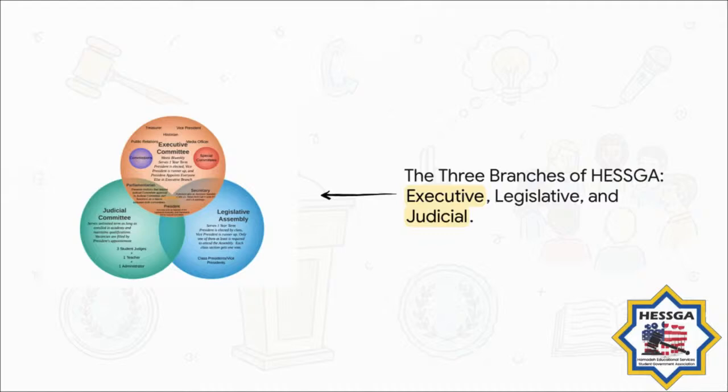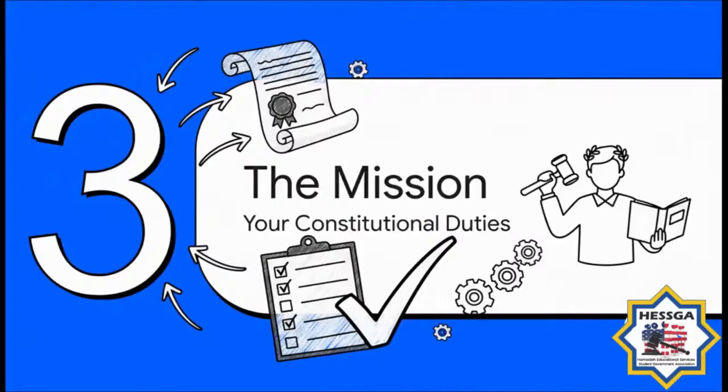Now look closely. Where are you? Right in the middle. As part of the executive committee, you're also the key link to the judicial committee. You're basically the bridge connecting 2 of the 3 branches. Pretty cool. Okay, let's get down to your specific mission brief. These aren't just suggestions, by the way. These are your duties, spelled out word for word in the HESSGA Constitution. This is your official playbook for success.